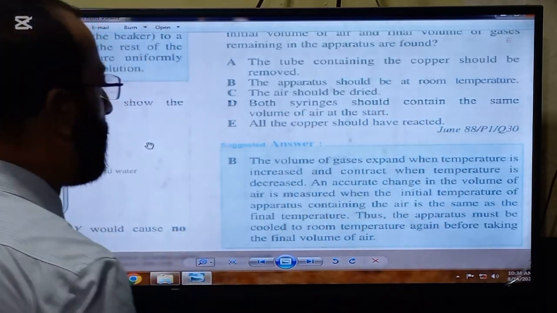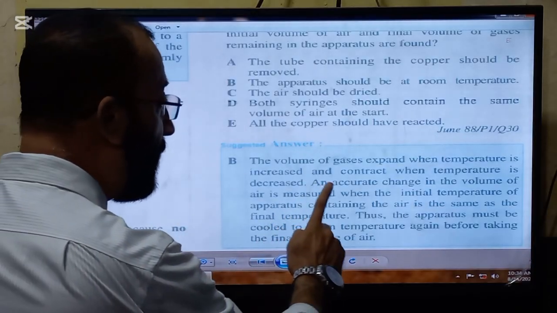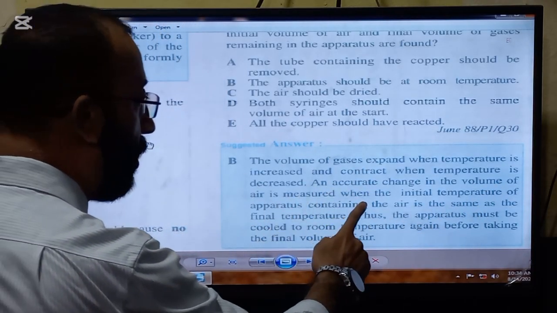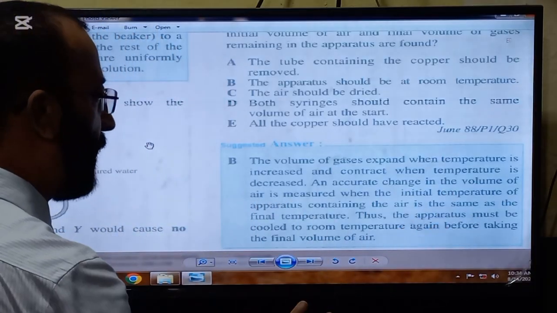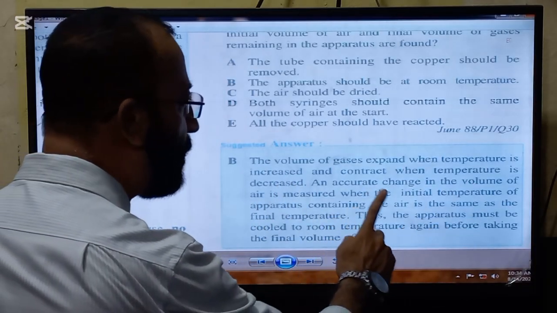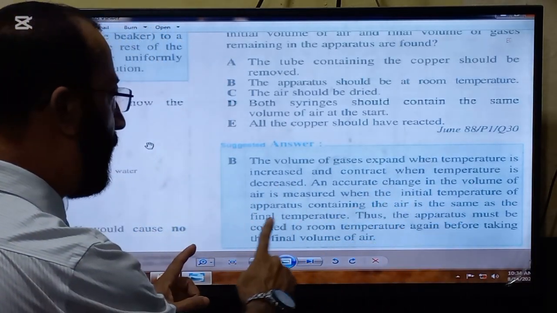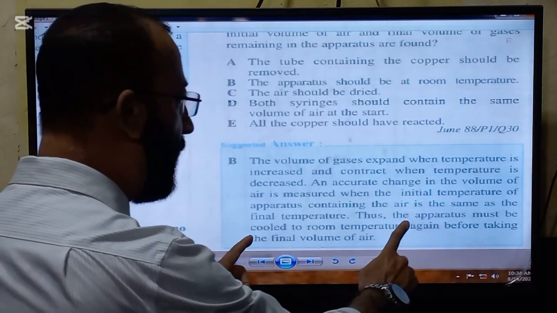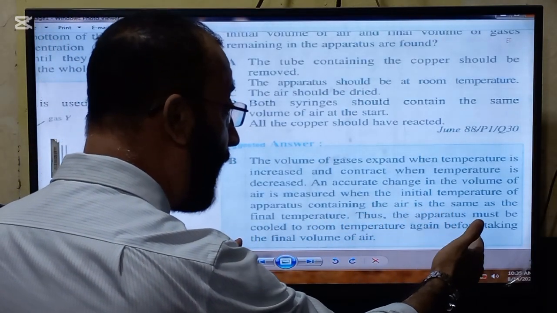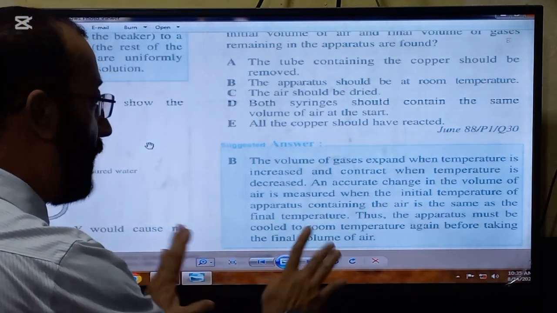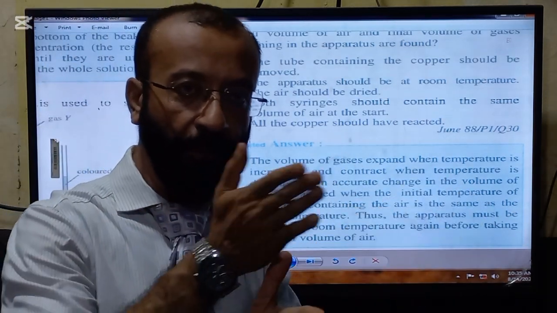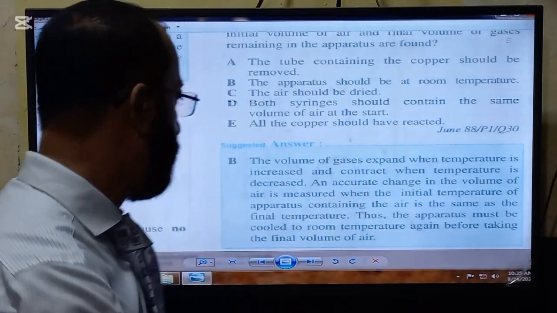And look now, here is the explanation. The volume of gases expands when temperature is increased and contracts when temperature is decreased. An accurate change in the volume of the air is measured when the initial temperature of the apparatus containing the air is the same as the final temperature. So the temperature should be the same before and after the reaction.